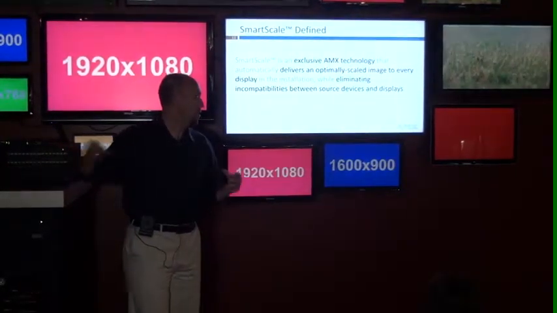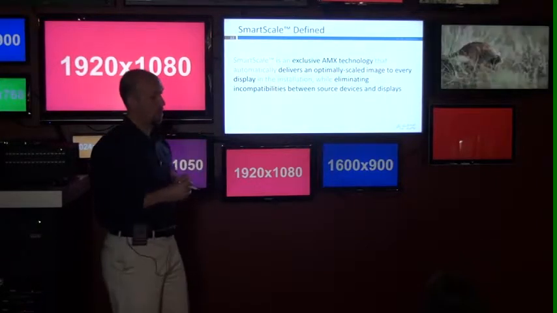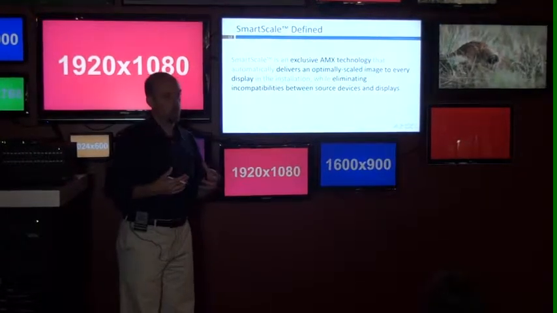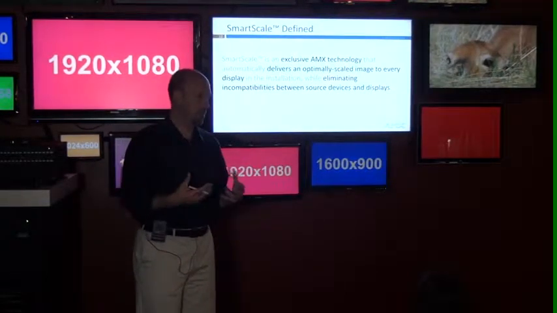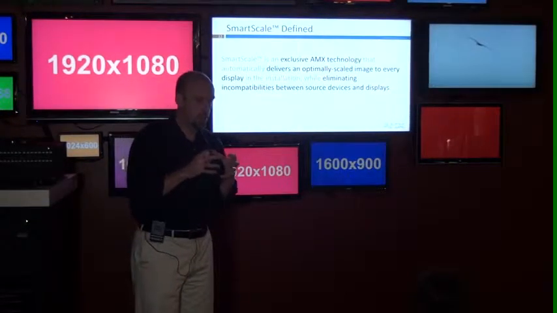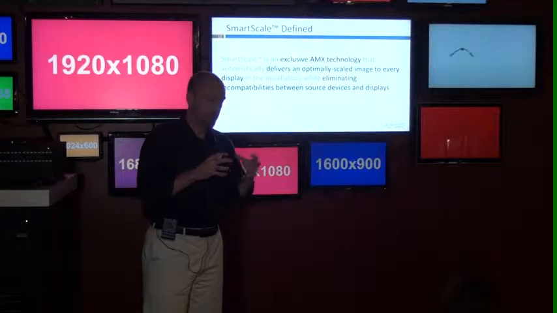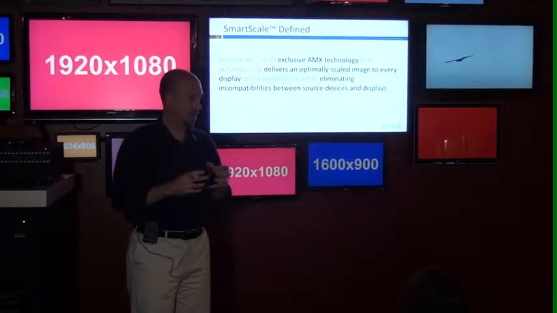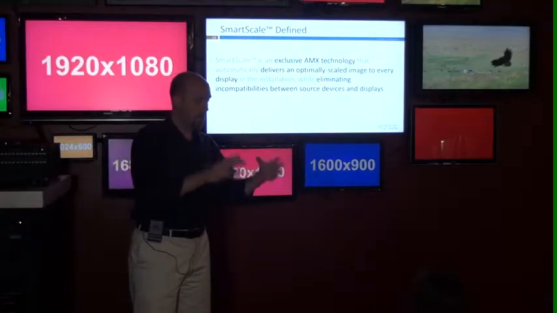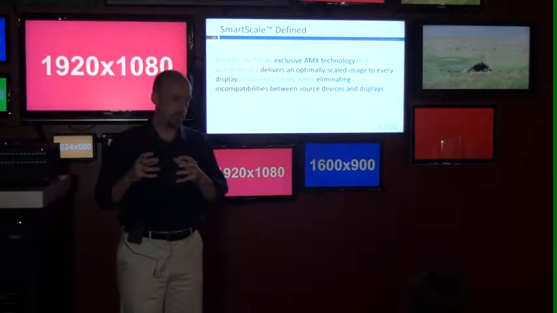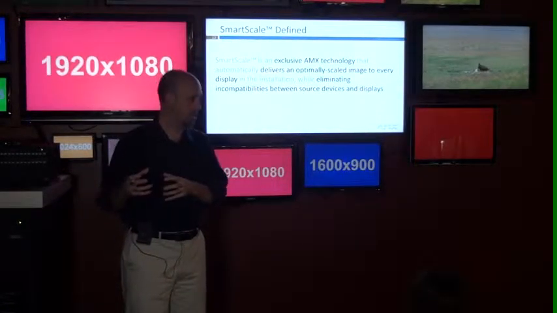So that technology, this arrangement is called Smart Scale. And what really makes it smart, what differentiates it from just being the adoption of scalers, is this word smart. This is the key thing, because you're going to get into a lot of tactical discussions, a lot of debate with different dealers talking about different manufacturers' use of scaling technology.